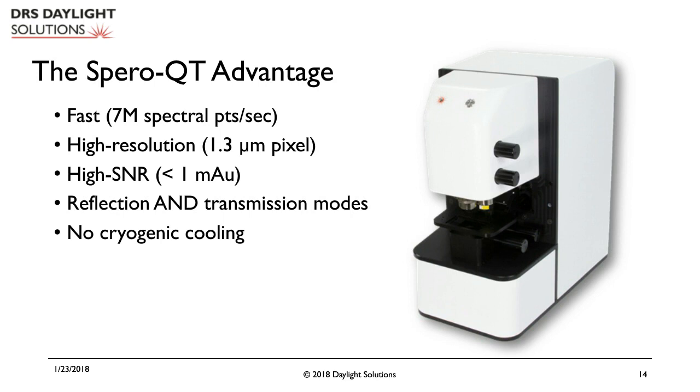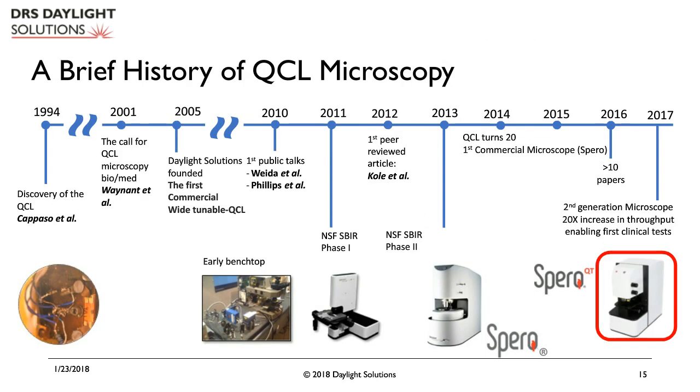So the Spero is an advanced product now, but I want to give you a brief history on how it arrived there. The quantum cascade laser is a relatively new technology. It was only invented in the mid-90s at Bell Labs. Roughly 10 years later, Daylight Solutions was developing the first tunable QCLs, which eventually matured to become the engine for the Spero. After several years of development and product evolution, we introduced the Spero in 2014 as the world's first commercial QCL-based microscope. We continue to develop and improve both our lasers and our optical designs. By 2017, we released our second generation model of the Spero, which we refer to as the Spero-QT.